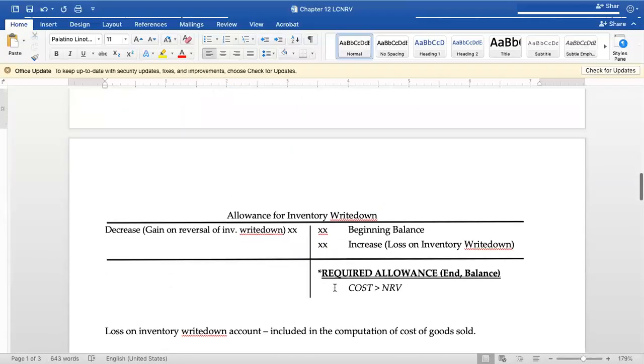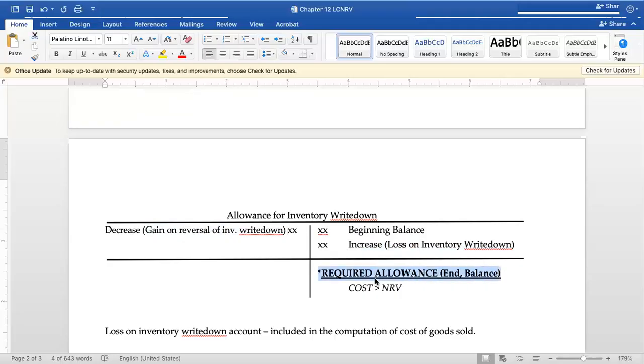Okay, this is the T account of the allowance for inventory write-down account. Your beginning balance is credit because the normal balance is credit. Normally this is the same nature as allowance for doubtful accounts, a contra asset account. So, beginning balance, if there's an increase in the required allowance, your debit is loss on inventory write-down, then you credit allowance for inventory write-down, since it is credited when it increases. But if there is a decrease, you debit the allowance for inventory write-down account and then you credit the gain on reversal of inventory write-down account. Then that is the required allowance or the ending balance.